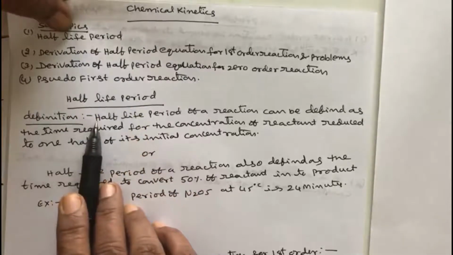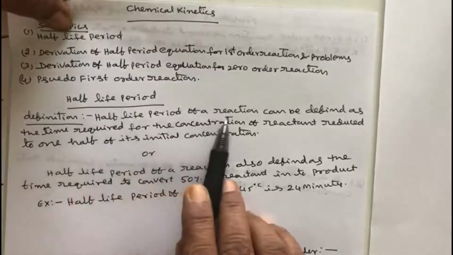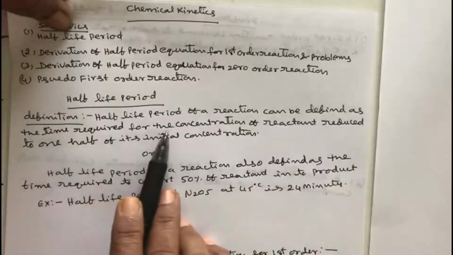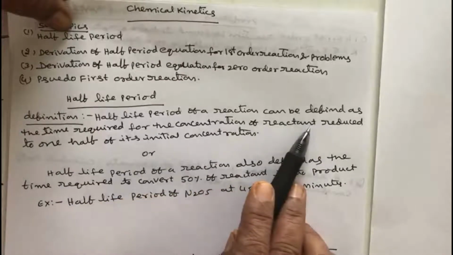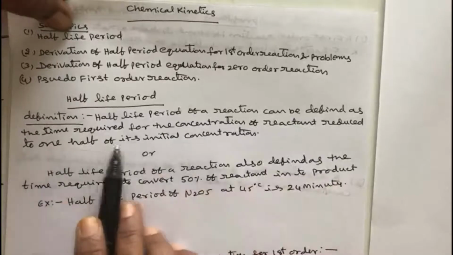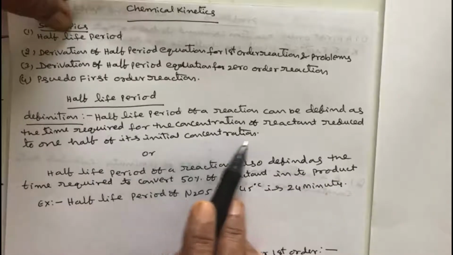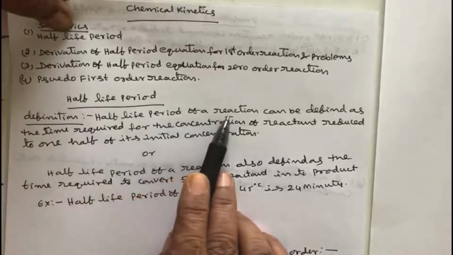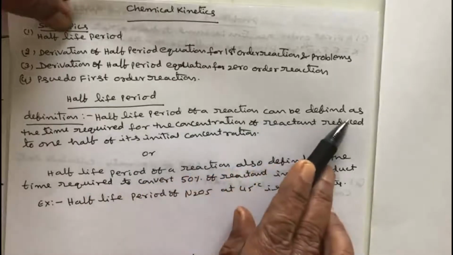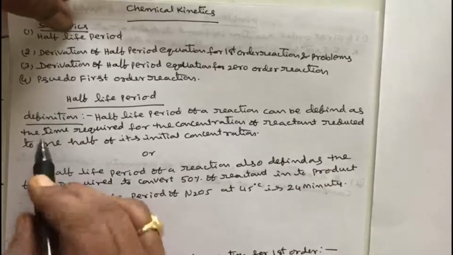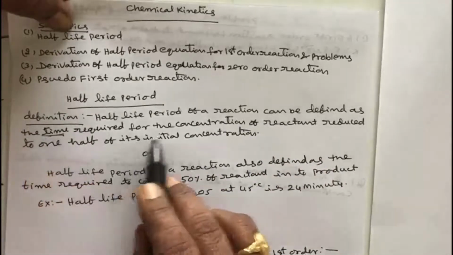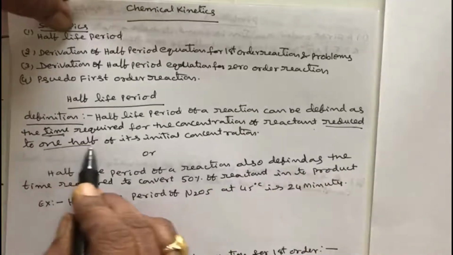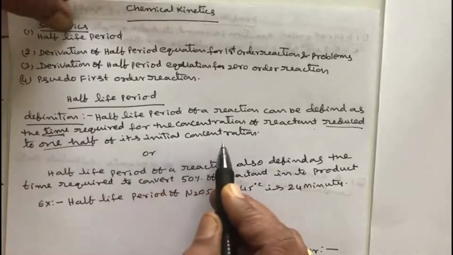The definition of half-life period. The half-life period of a reaction can be defined as the time required for the concentration of the reactant to be reduced to 1/2 of its initial concentration. I repeat, half-life of a reaction can be defined as the time required for the concentration of the reactant to be reduced to 1/2 of its initial concentration.